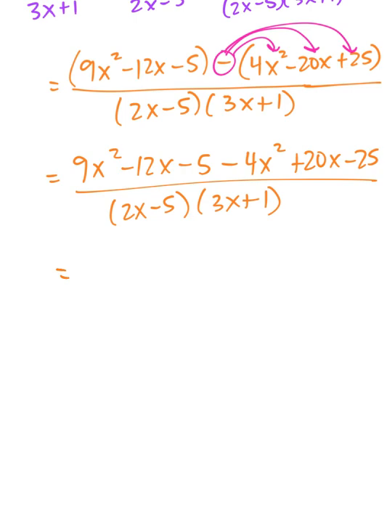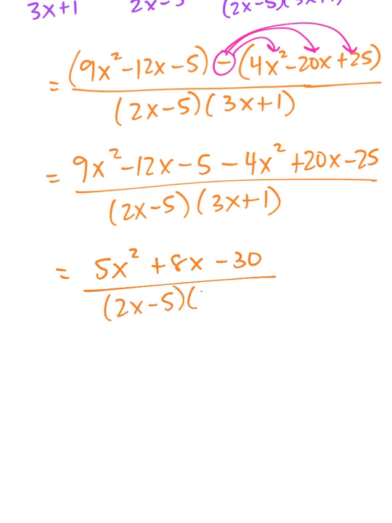And 9x squared minus 4x squared gives me 5x squared. Negative 12x plus 20x gives me plus 8x. And then negative 5 minus 25 gives me negative 30 over my common denominator.